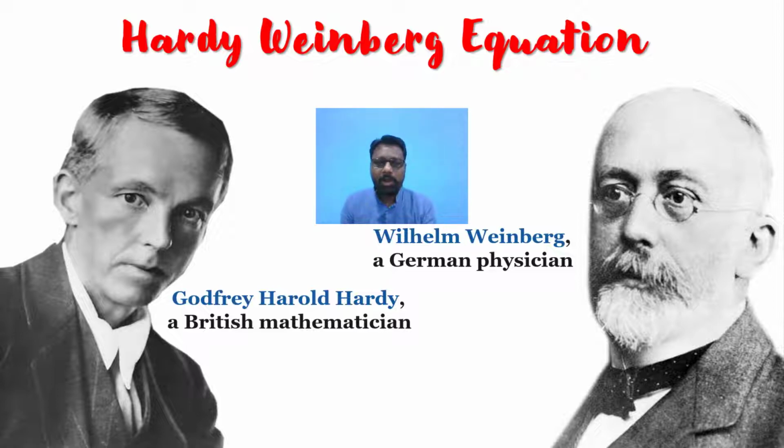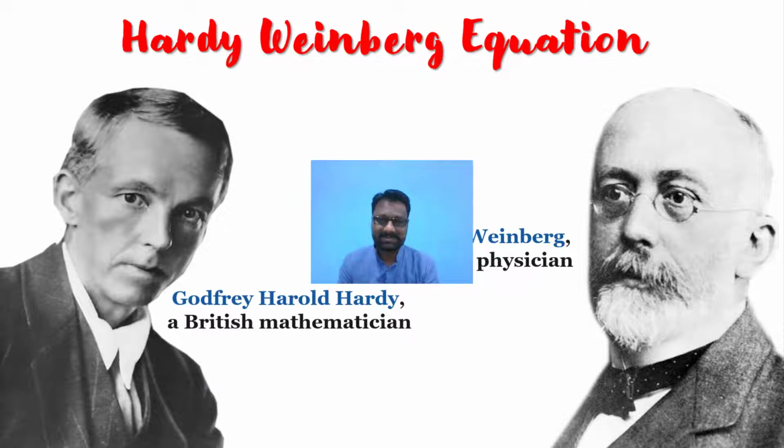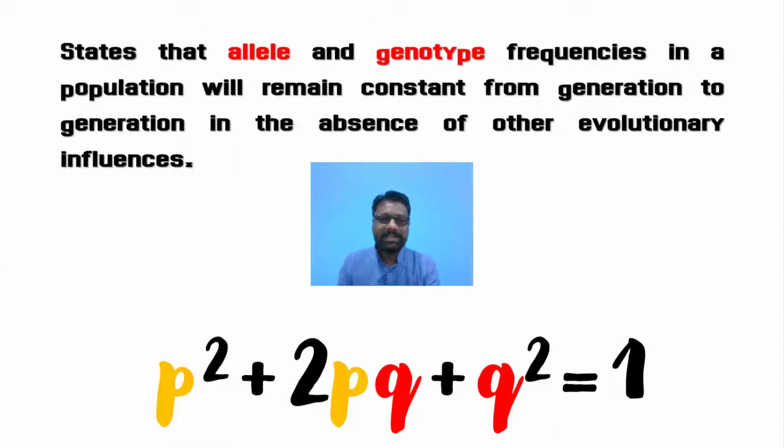What does this Hardy-Weinberg equation tell us? Basically, it states that allele and genotype frequencies in a population will remain constant from generation to generation in the absence of other evolutionary influences, and they have given the equation in the form of p square plus 2pq plus q square is equal to 1.